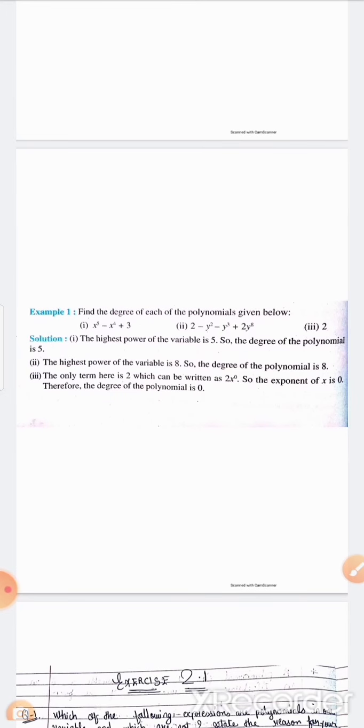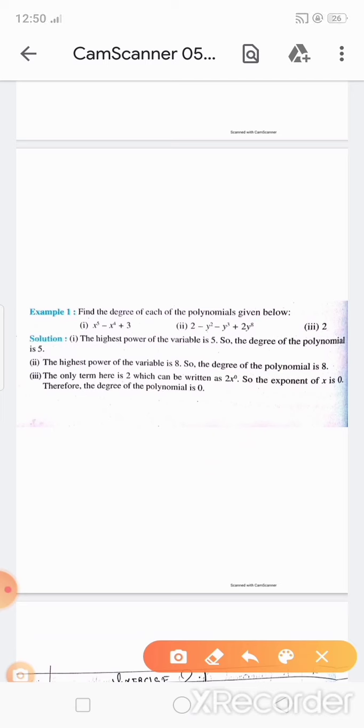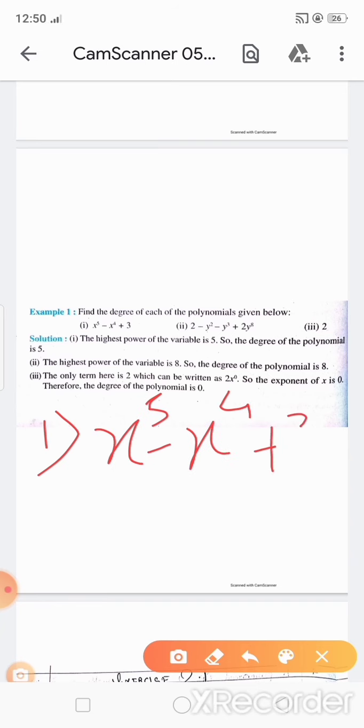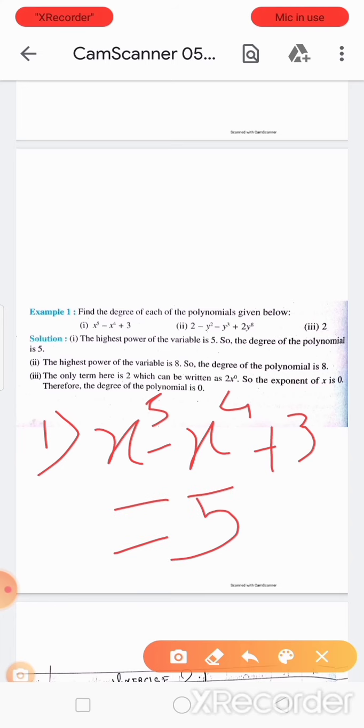Example 1 says find the degree of each of the following given below. Question 1. The polynomial is x raised to 5 minus x raised to 4 plus 3. We have to find the degree of this polynomial. So in this polynomial the variable is x and the highest power of the variable is 5. So the degree of this polynomial is 5.